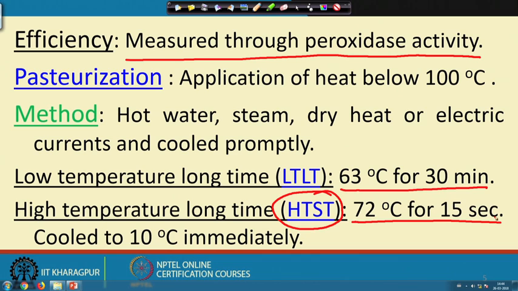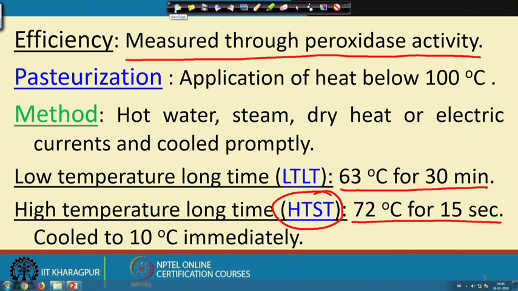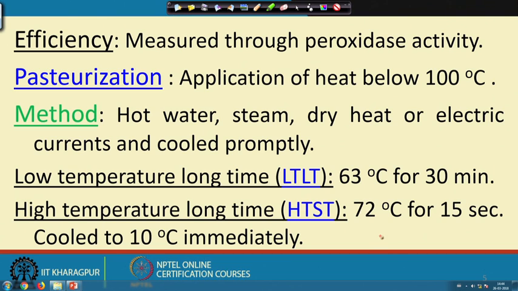So, we have two types of pasteurization, one LTLT, low temperature long time, and another HTST, high temperature short time. But keep in mind this time temperature combination: whether you are heating at 63 degree centigrade, time is 30 minutes, whereas at 72 degree centigrade, time is only 15 seconds. There is some other that is called ultra high temperature.